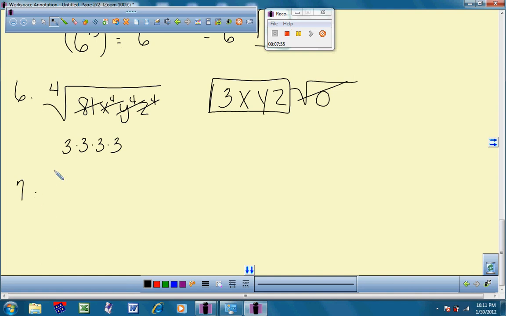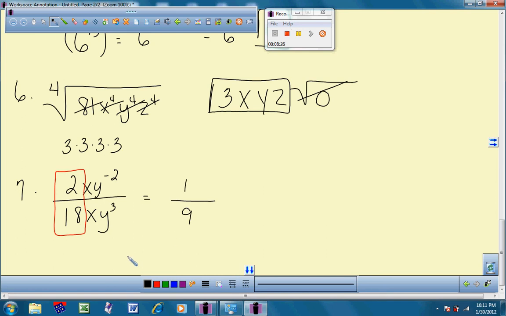Example 7. Let's divide 2xy with an exponent of negative 2 over 18xy cubed. Since my operation is multiplication in between each term here, we can go ahead and start simplifying each part of our fraction. We know 2/18 is the same as 1/9. X divided by x is simply 1, but we don't need to put a 1 into our fraction here. We can just leave them off.